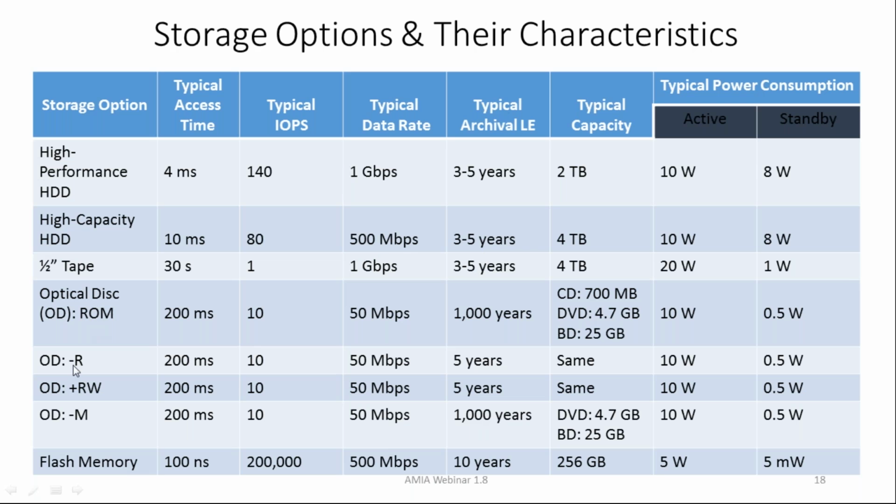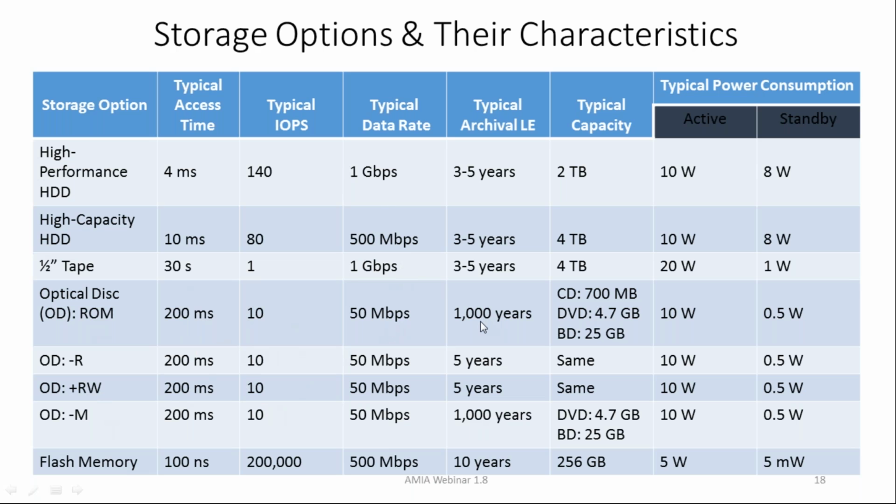Next, we have our optical discs. We have the ROM, the -R, or the +R for that matter, the RW, and the -M. And of course, these will all have about the same access time because they all use basically the same technology. They're all optical disc drives. Their IOPS rate is poor. They do not have a high I/O rate. Their data rate is relatively poor. Notice it's only 50 megabits per second versus the 500 meg or even 1 gig of these other upper options there.